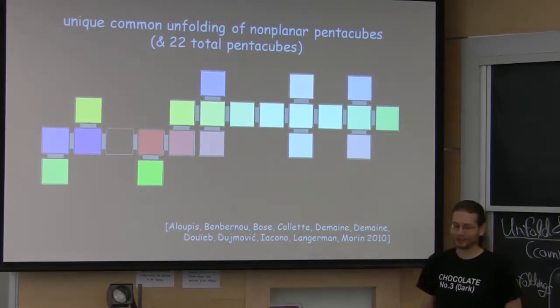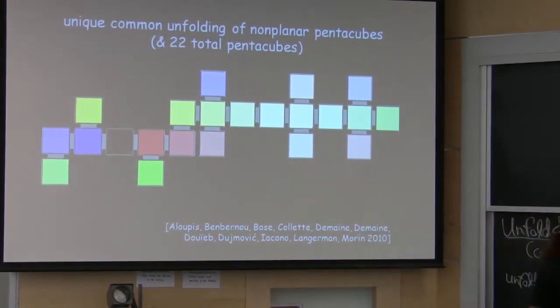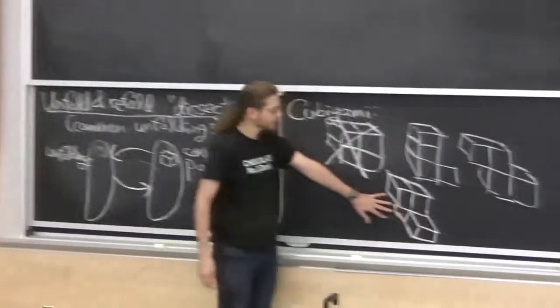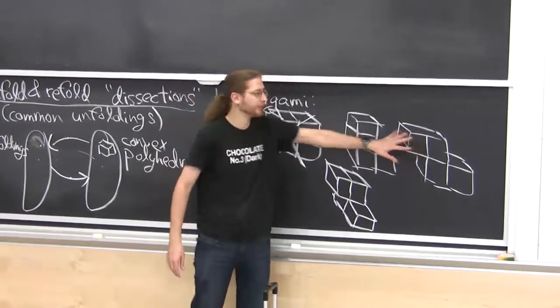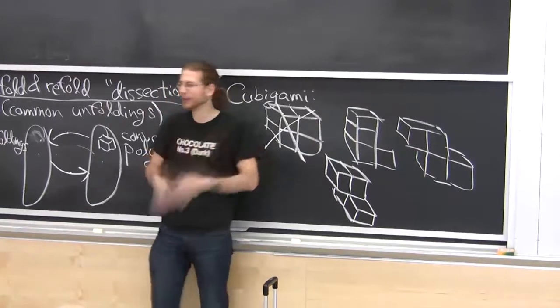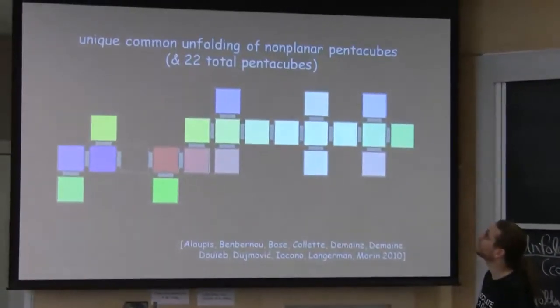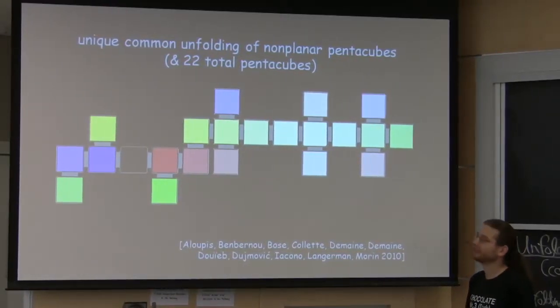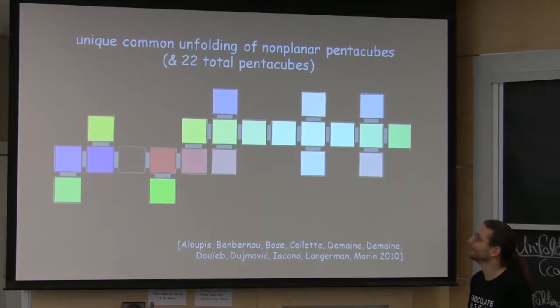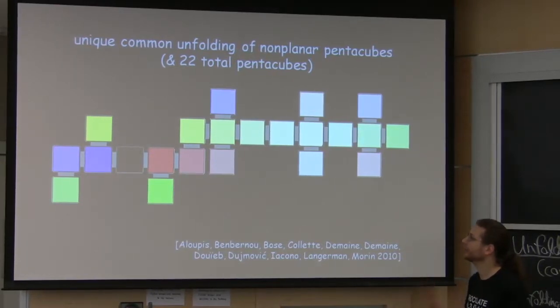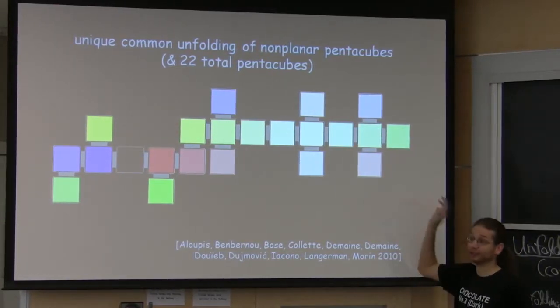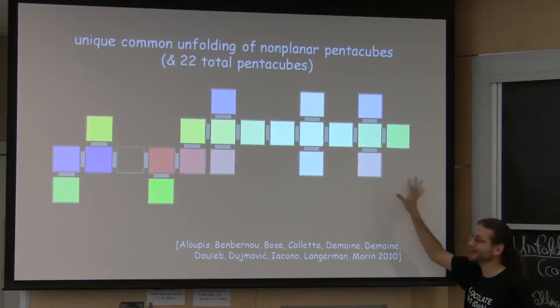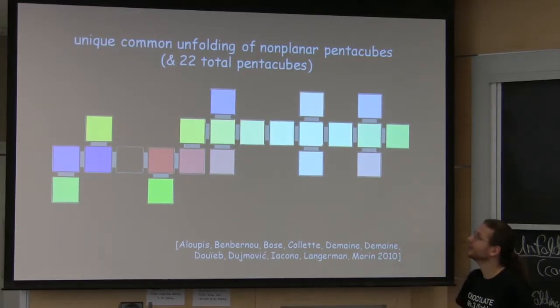But I do have some other answers. In some sense, the hard ones, I think, are the non-planar ones, like this one. They're planar if all the cubes lie in a thickened plane, but thickened by 1. This one will fold into all the non-planar pentacubes and also most of the pentacubes. There are only 24 total, so it's only missing 2, and this will fold into all the non-planar ones. And what's cool is this one is unique. There's only 1 common unfolding of those.